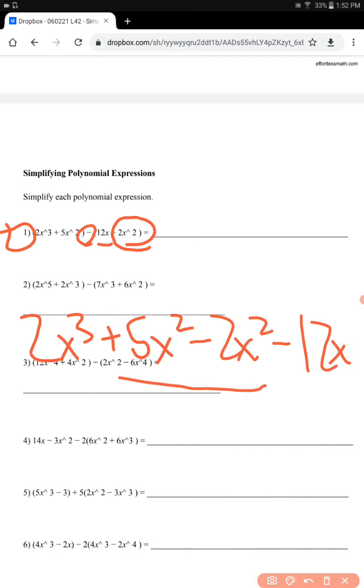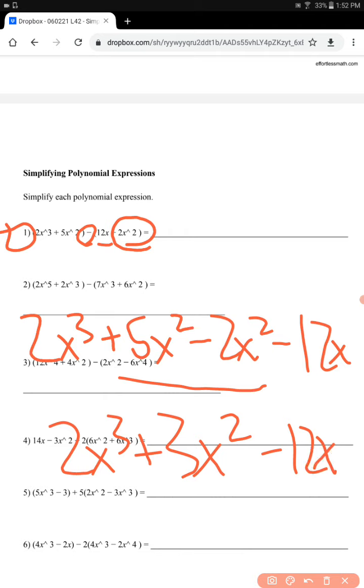And these are like terms, because, again, I sound like a broken record, they're both being raised to the power of 2, so this would just be 3x to the power of 2. So 2x to the power of 3 plus 3x to the power of 2 minus 12x. And that's as simplified as you can get.